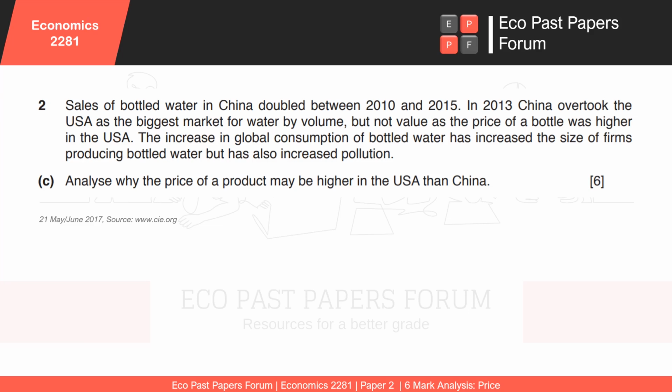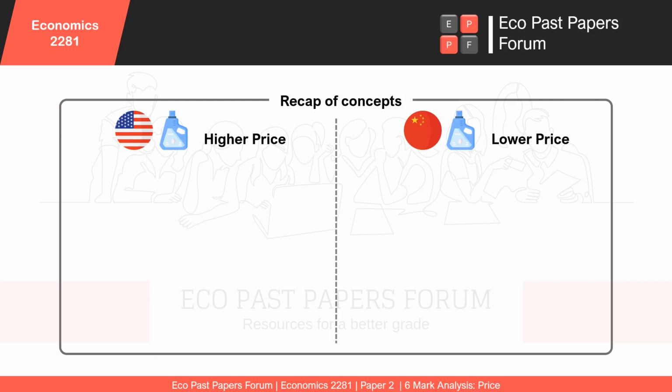To recap the concepts first, if I place higher price of USA for a product on one end, and for the same product I assume that it has a lower price in China, let's look at the reasons why it could be so. In USA, there could be higher wages, which could lead to higher costs, and in order to cover higher costs, the producer or the retailers are charging higher price. But conversely, wages could be low in China, which means that overall the costs are lower and hence the retailers are able to charge a lower price.